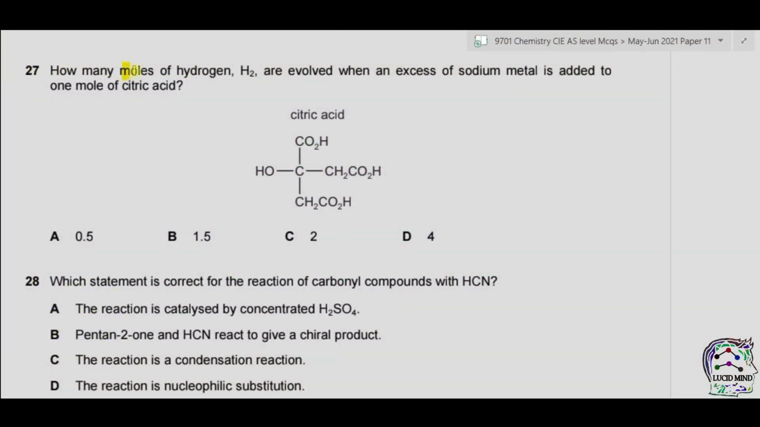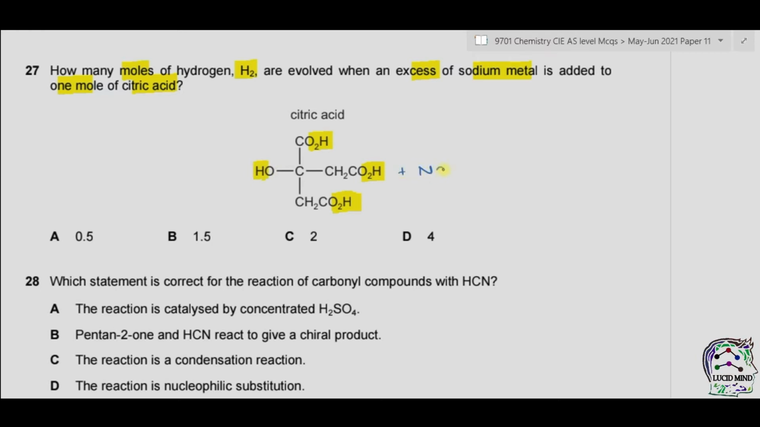Question 27. How many moles of hydrogen are evolved when an excess of sodium metal is added to 1 mole of citric acid? This is citric acid. We have carboxylic acid functional group. We have alcohol functional group. Again, carboxylic acid and carboxylic acid functional groups are present. Now, sodium metal can react with both carboxylic acid and alcohol group.